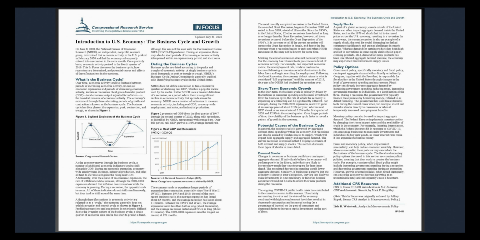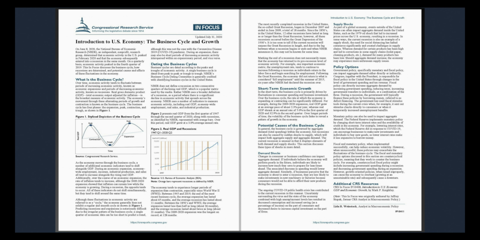The economy tends to experience longer periods of expansion than contraction, especially since World War II. Between 1945 and 2019, the end of the most recent business cycle, the average expansion has lasted about 65 months, and the average recession has lasted about 11 months. Between the 1850s and World War II, the average expansion lasted less than half as long, about 26 months, and the average recession lasted about twice as long, about 21 months. The 2009 to 2020 expansion was the longest on record, at 128 months.